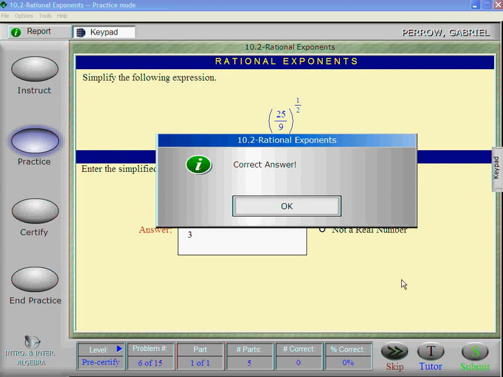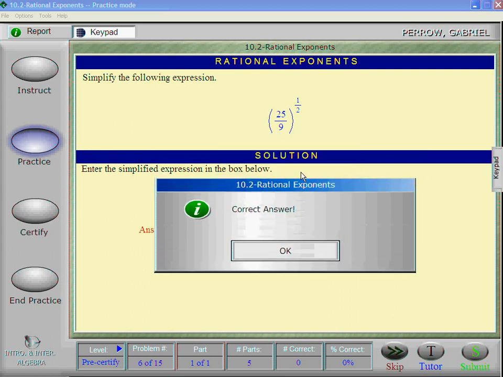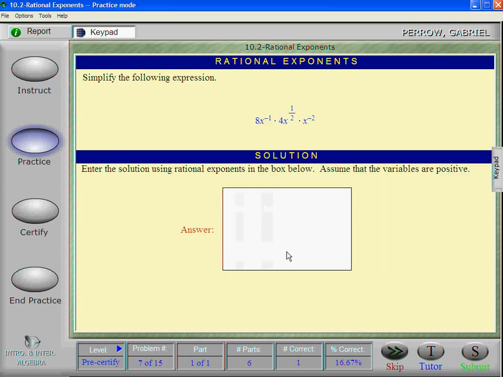Okay, so that's one of the basic ideas: if you have a 1/2 power, that's a square root. If you have a 1/3 power, that's a cube root. Whatever's on the bottom of the fraction tells you the root. Sometimes you'll have numbers on the top as well. Those are just your basic power. So look out for values on the bottom.